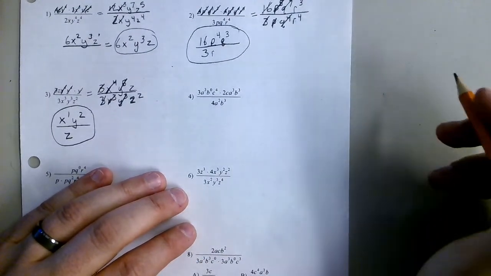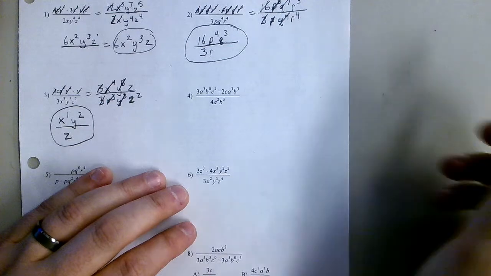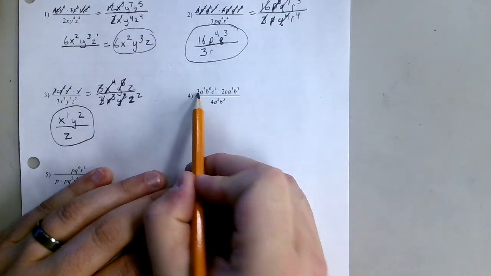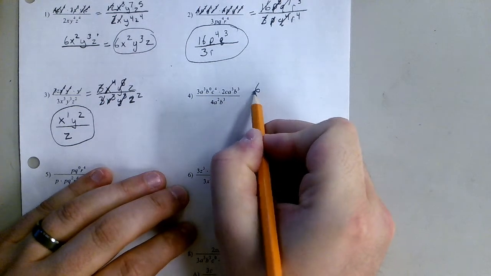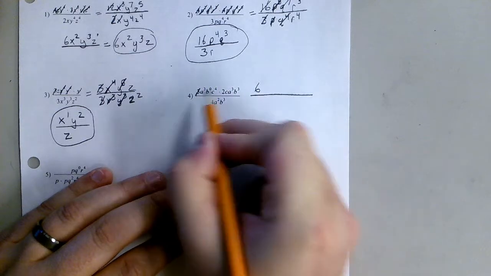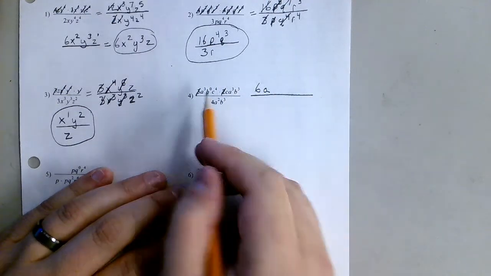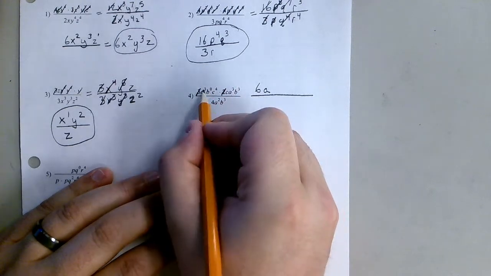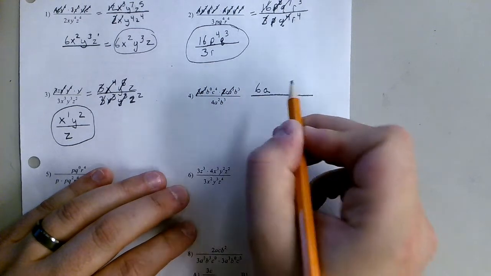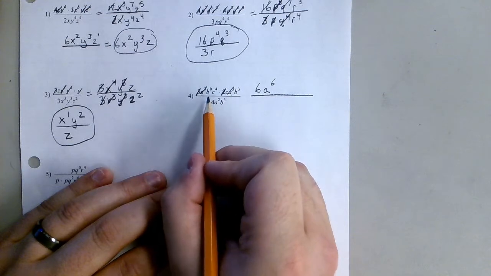Number 4, same thing, simplify the top. So 3 and 2, when we multiply those together, we get 6. And then this is going A, B, C. So A, I have 3 and 3. So that's 6a, or a to the 6th.